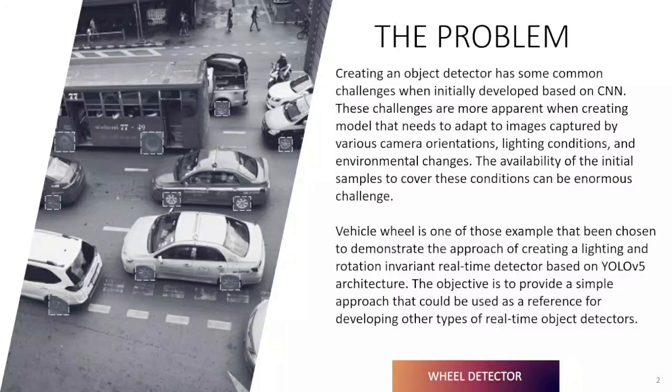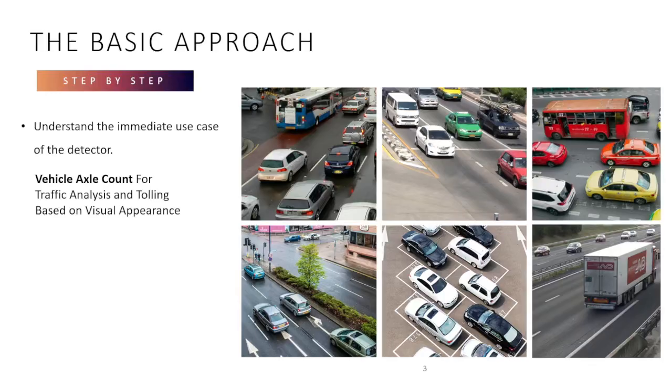So the objective here is to provide a simple approach that can be used as a reference guide when developing other types of real-time object detection. The basic approach consists of following a step-by-step guideline. First is to understand the immediate use case of the detector. In this case, I've built the wheel detector specifically for axle count, to be used for traffic analysis and tolling systems based on visual appearance.